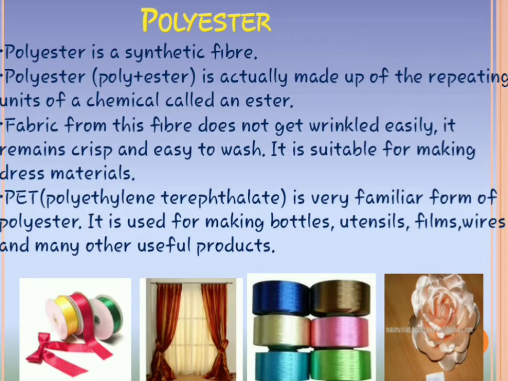And one more important thing is PET bottles. I hope you have all heard about PET bottles. The full form is polyethylene terephthalate. It is a very familiar form of polyester. It is used for making bottles, utensils, films, wires, and many other useful products. Films means the outer coating of metallic cans and so on. So this is about polyester.